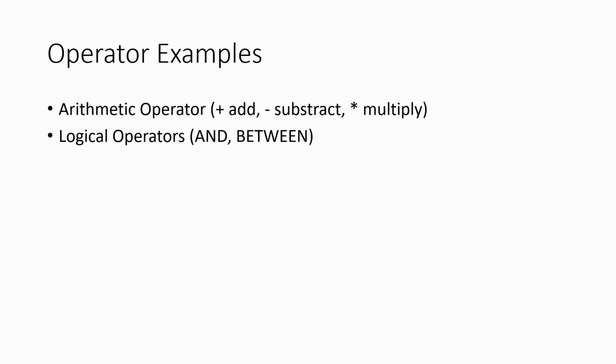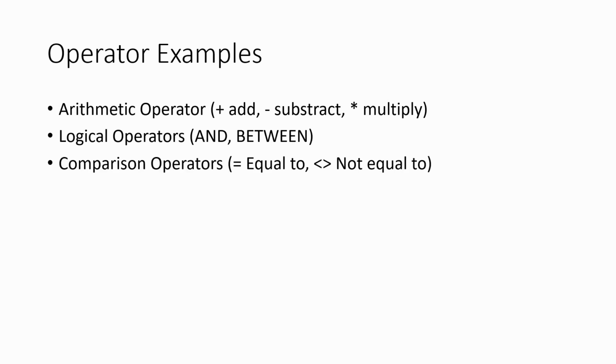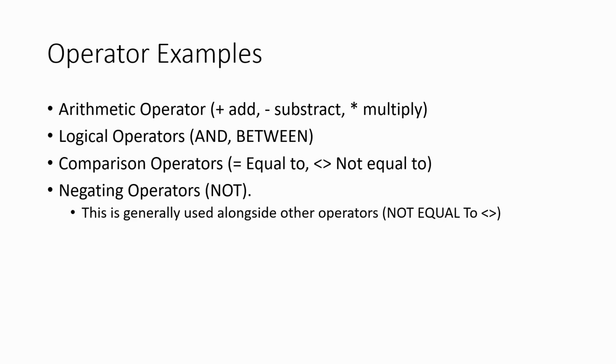Logical operators. An example might be I want all cars that are blue and over 5 years old. Comparison operators. Equal to. Everyone has seen an example of how equal to works. Not. Now this is generally used alongside other operators, which I'll show you a few examples of shortly.